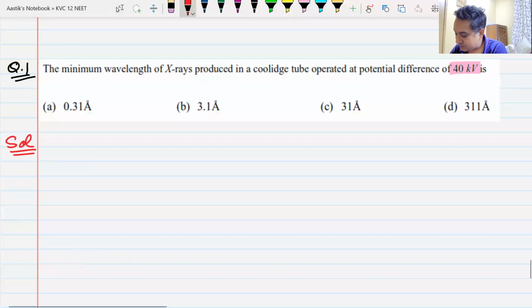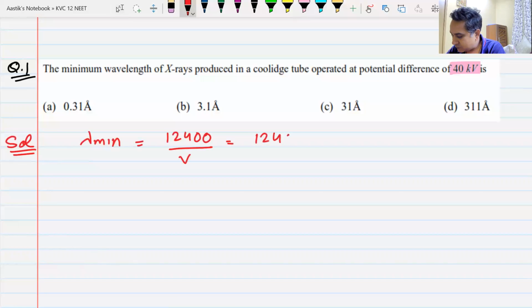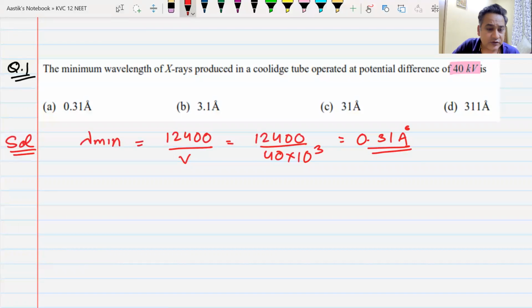Solution, it's very simple. Your minimum wavelength, lambda min, shortcut formula 12,400 divided by V, 12,400 divided by 40 into 10 raised to the power 3, and the answer will be in Angstrom unit, 0.31 Angstrom unit. Do we understand this? Yes or no? Yes, sir.